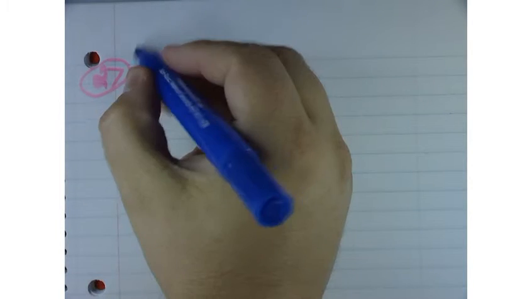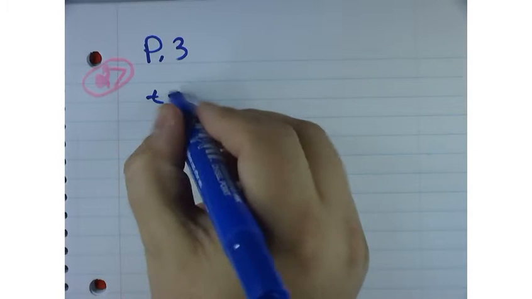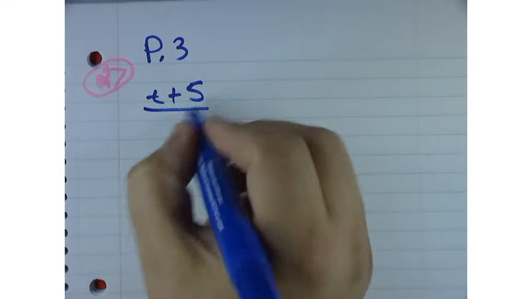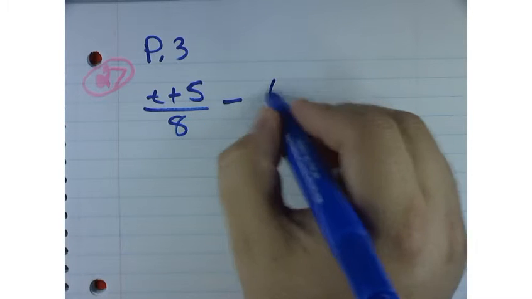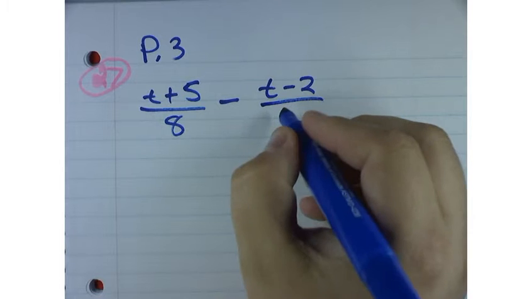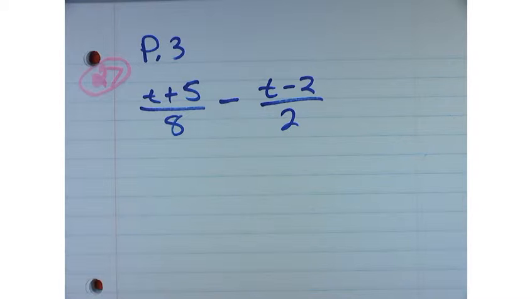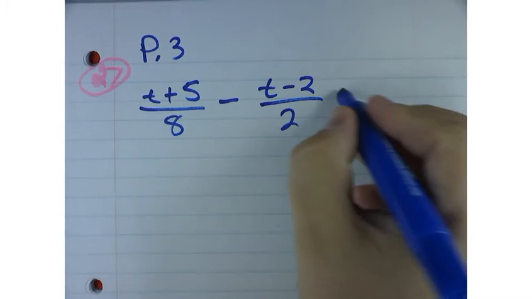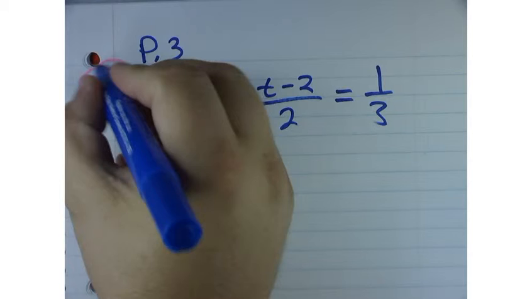For problem number 27 from section P3, you've got t. This is just like the example we did for our notes. Let me turn the board on. And so it's (t plus 5) over 8 minus (t minus 2) over 2 is equal to 1 over 3. All right? So this is problem number 27.